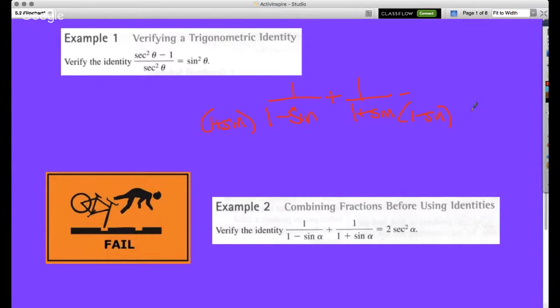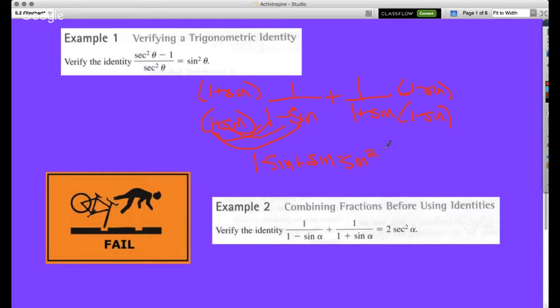What I do to the bottom, I'm going to end up doing to the top. So I've got 1 plus sine here, and on the top, we're going to do 1 minus sine. On the bottom, since we have a common denominator on both sides, 1 plus sine times 1 minus sine, we can distribute. So 1 times 1 is 1. 1 times negative sine is negative sine. Sine times 1 is positive sine. And sine times negative sine is negative sine squared.